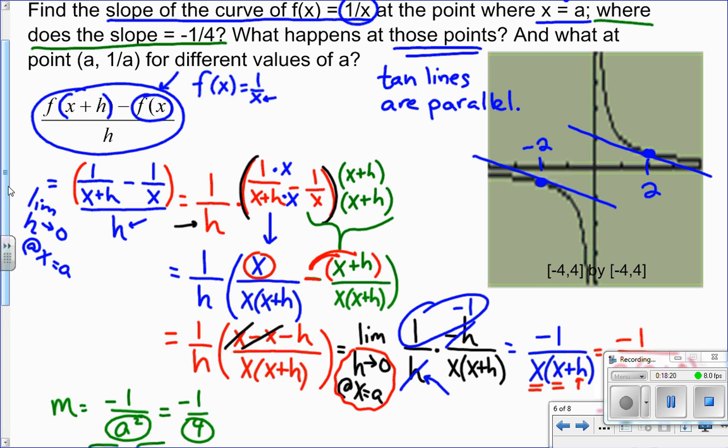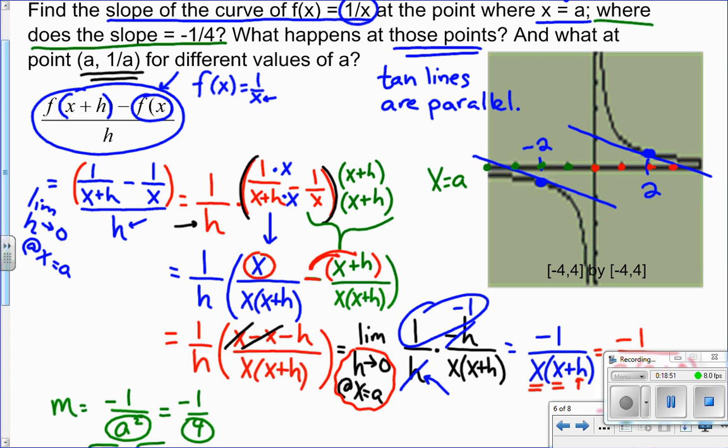What happens at the point a, 1 over a for different values of a? So let's figure out what happens. Again, x equals a. We can't forget that. So what happens as x goes from here to here, to here, to here, and so forth? And vice versa, what happens as a goes from 0 to 1, to 2, to 3? Well, let's look at the tangent lines.